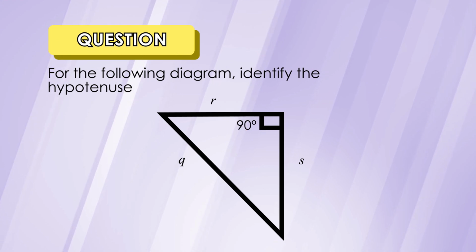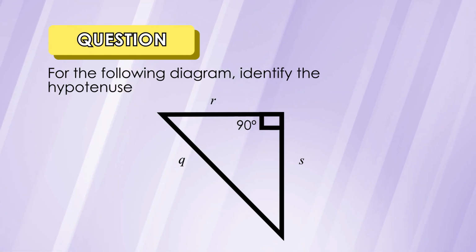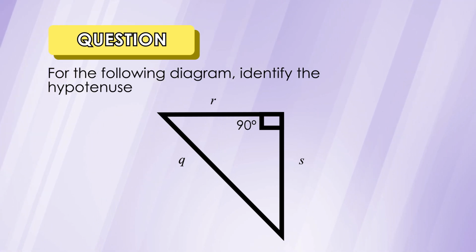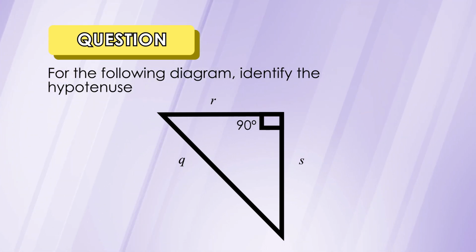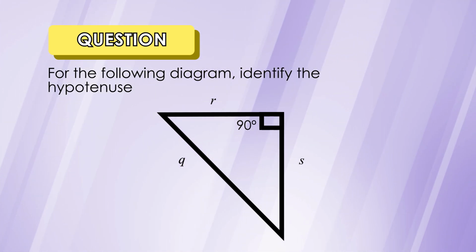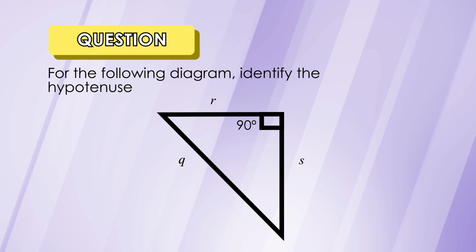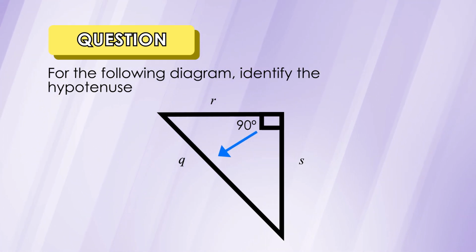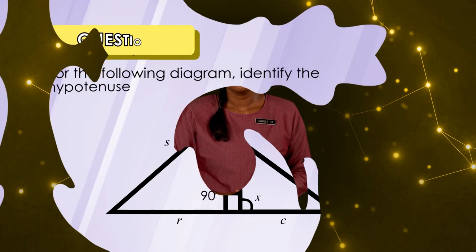Let's have a look at this diagram. For the following diagram, identify the hypotenuse. Again, observe the 90 degrees angle. The opposite side of the 90 degrees angle is called the hypotenuse. Thus, the answer is Q. Did you get it right? Very good. Are you ready for the next question?